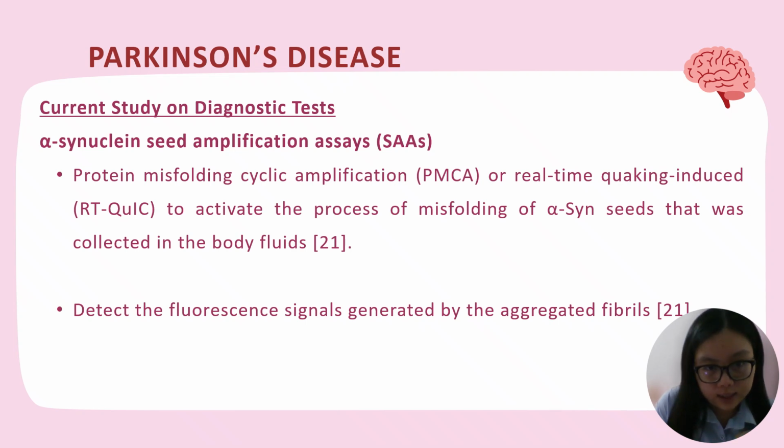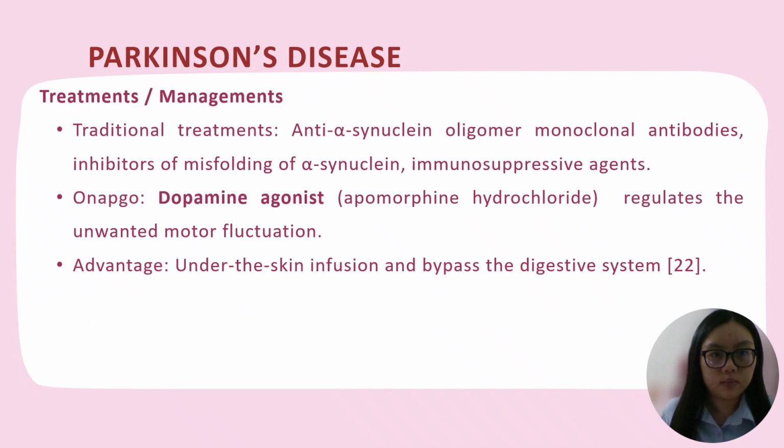Alpha-synuclein seed amplification assays will be able to detect the presence of misfolded alpha-synuclein aggregates. It applies the protein misfolding cyclic amplification or real-time quaking-induced conversion to activate the process of misfolding of alpha-synuclein seeds that were collected in the body fluids. After that, it will detect the fluorescent signals generated by the aggregate fibrils.